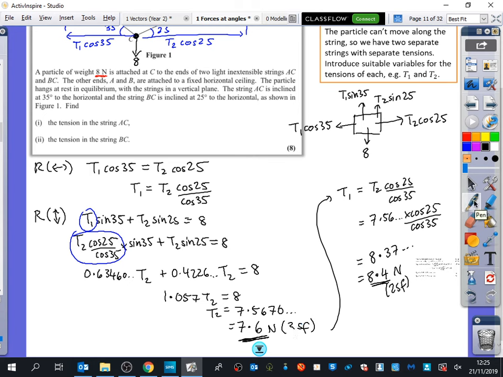At which stage did you use the simultaneous equations? When I had the resolving, so I've got the 8 is equal to T1. Oh, no. I'll tell you what, I'm going to speak to the whole class about this in a second because it's a good technique to do. I mean, if I've got it, I might as well use it.